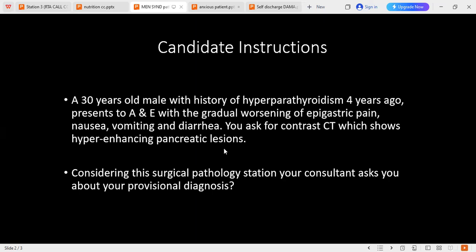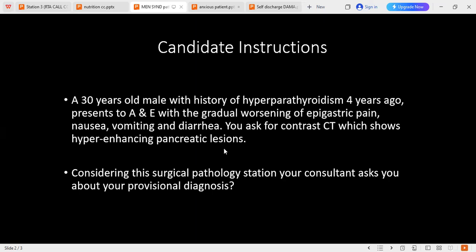Yes, ma'am. Insulin, proinsulin, C-peptide, insulin glucose ratio. And we can do the localization by ultrasonogram, CT scan, MRI. Okay. What is the typical clinical picture with which a patient with insulinoma will present?